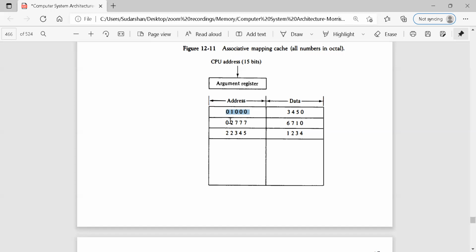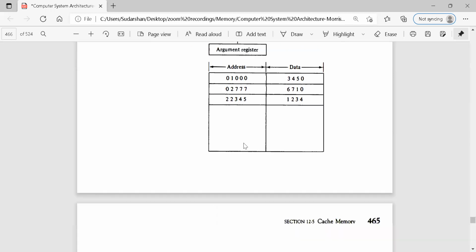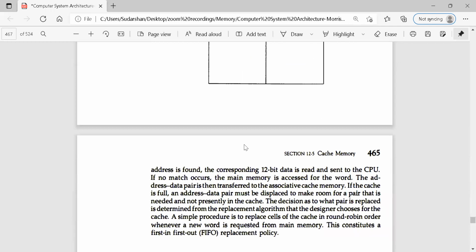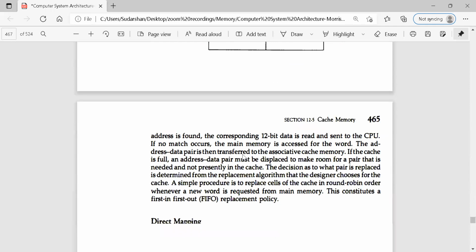What is the next one brought in? 02777. If any new word is requested by the CPU and is not found in cache, then this was brought in next. Therefore, replace this with the new word with the corresponding memory address. So this is done by a technique known as the FIFO, first in, first out algorithm. This is for replacement whenever the cache is full. If the cache is not full, there is no need for replacement or displacement.